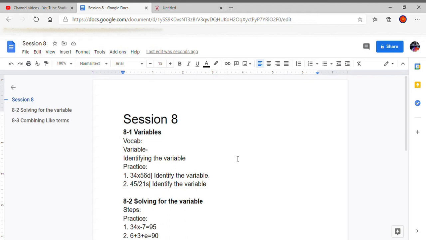We are finally on to the last session, session 8, which I have been waiting for until we arrived. So, for session 8, the very last session, we will be going over variables and solving for the variable. For the vocab, we obviously need to know what a variable is. A variable, most of the time, is a letter that stands for an unknown number, amount, or value. So you can call it number, amount, or value.